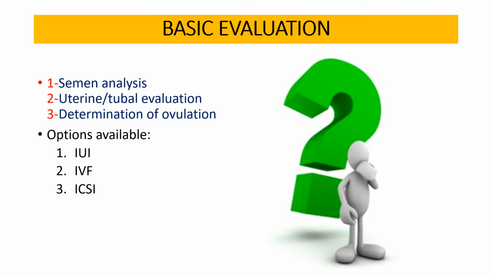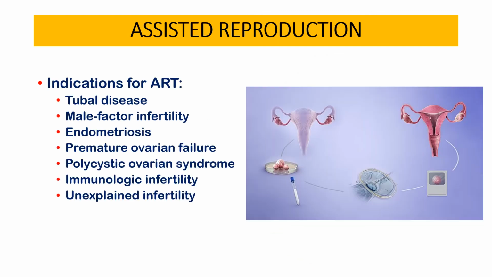You don't have to study everything in detail. Just know the names, what are the options available for ART. What is ART? ART is assisted reproductive techniques. Now, what are the indications for ART? These are tubal disease, male factor infertility, endometriosis, premature ovarian failure, polycystic ovarian syndrome, immunologic infertility, and unexplained infertility. These are the factors which form an indication for ART.